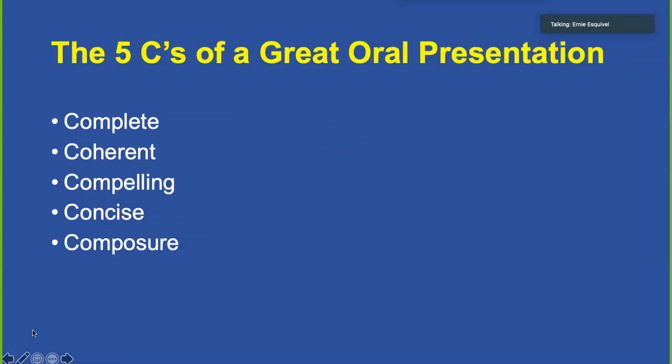When we think about a great oral presentation, you can use a framework called the 5 C's as a way to think about the qualities of a good oral presentation. So they are complete, coherent, compelling, concise, and the speaker's composure. So let's break it down.